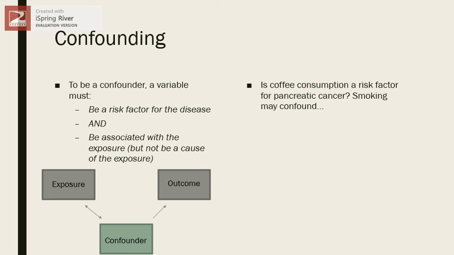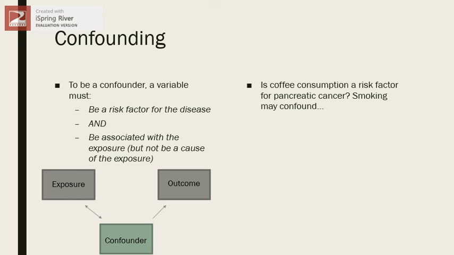Okay, so let's give a real example that will help make sense. Coffee and pancreatic cancer. Some research showed that there was a relationship between consuming coffee and developing pancreatic cancer. But our favorite risk factor, smoking, might confound this. So let's decide if that's true.